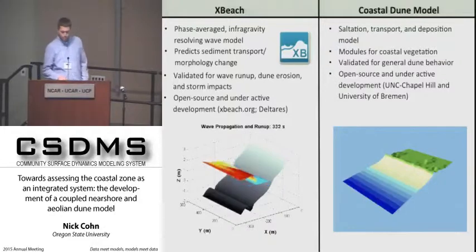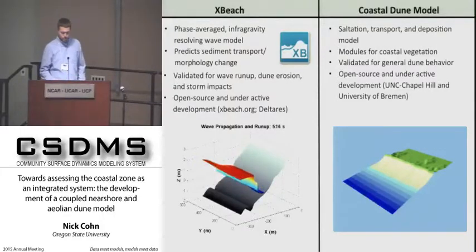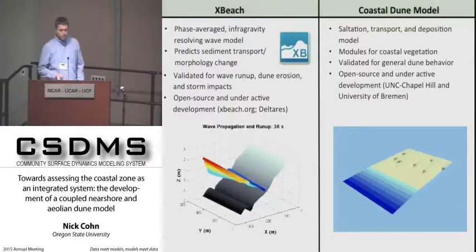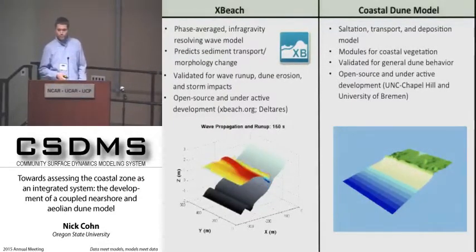The coastal dune model was recently added to the systems repository and has been in active development from UNC Chapel Hill and also the University of Bremen, and accounts for saltation, transport, and deposition, and the novel advances of this model are particularly with the coastal vegetation modules.